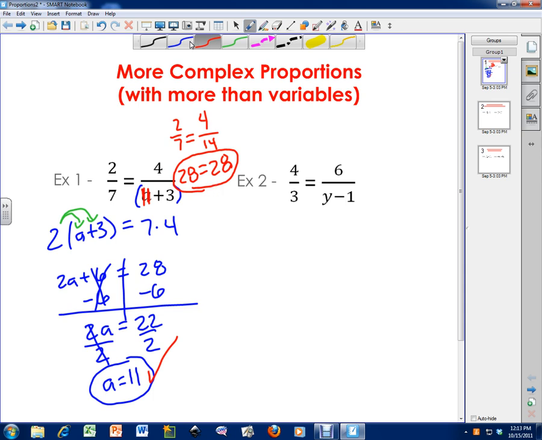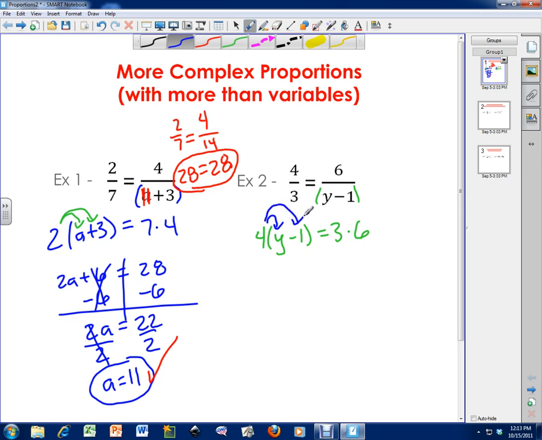I'm going to jump into another problem right now. I'll do it in green, I guess. Again, I have another example here where I have more than just a variable, so I'm going to put parentheses around it, cross multiply here, and then 3 times 6. And so again, we're going to distribute the 4 into the parentheses here.